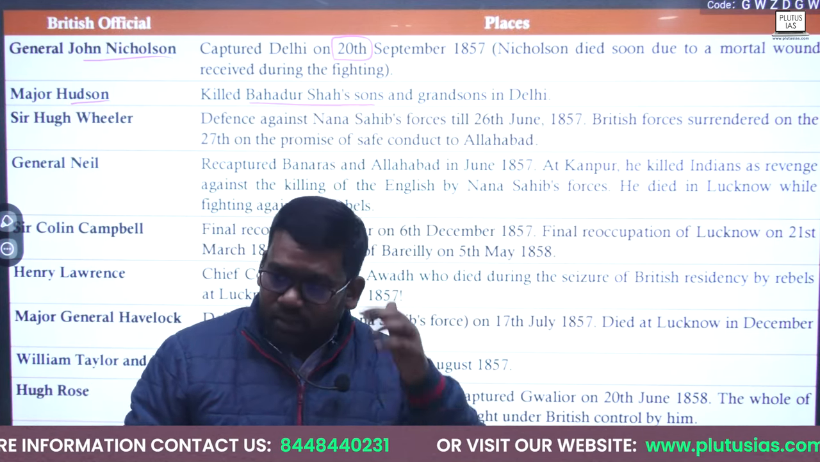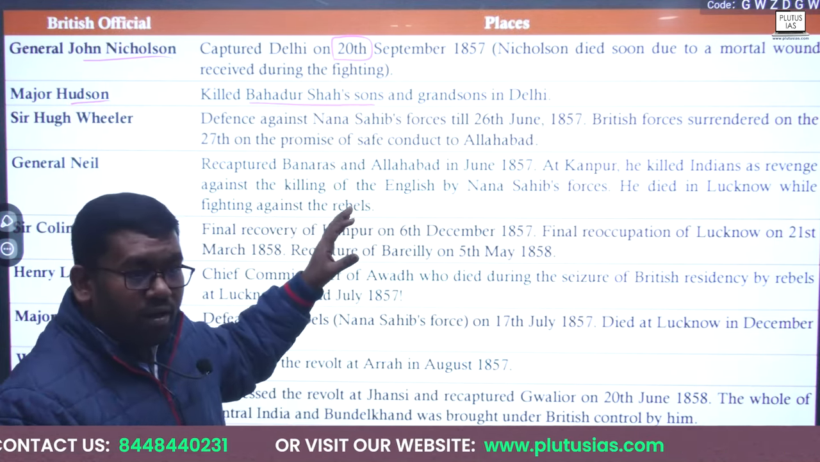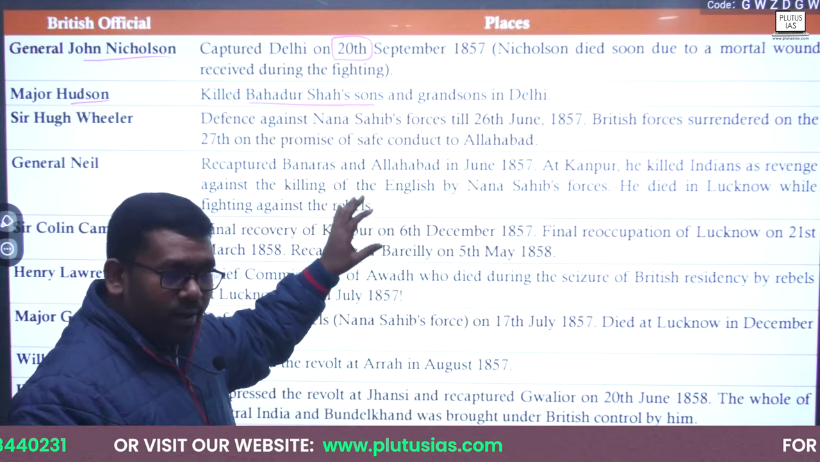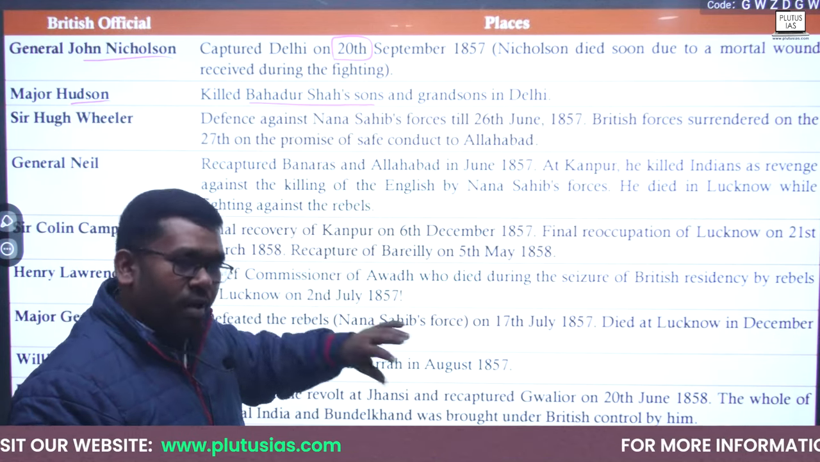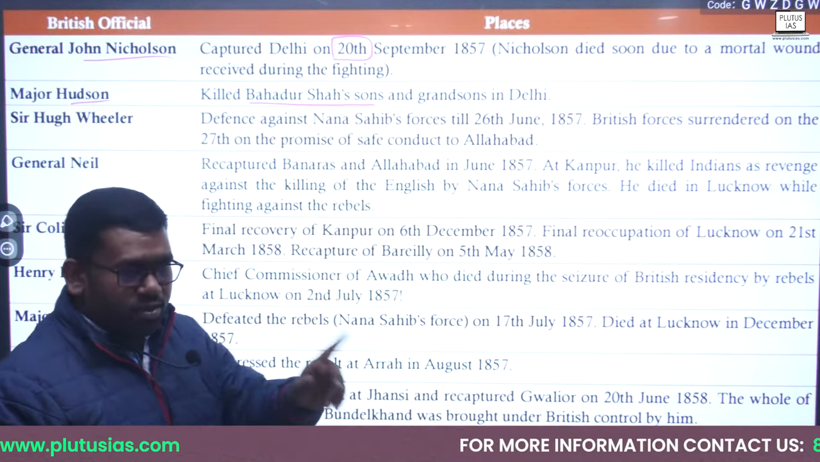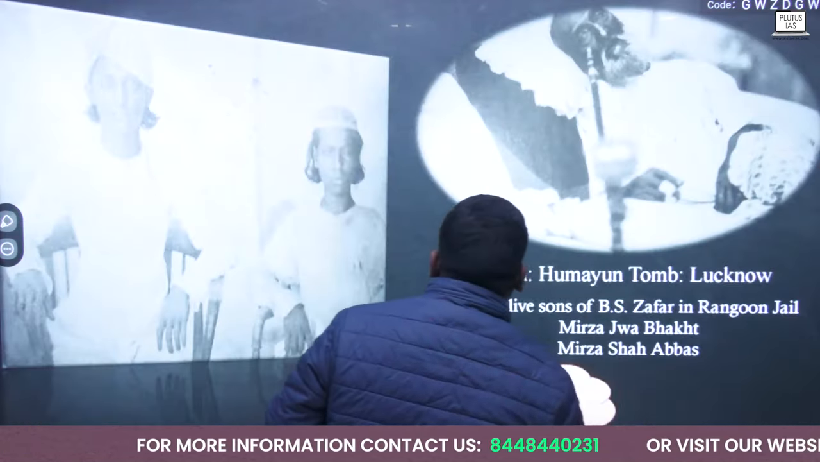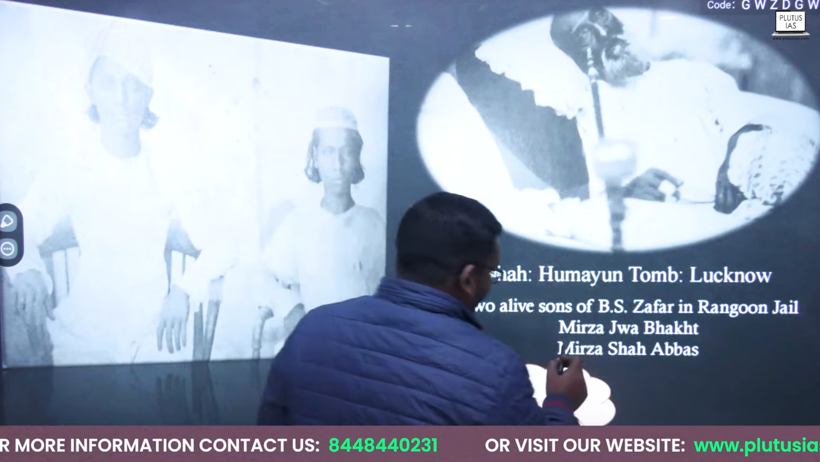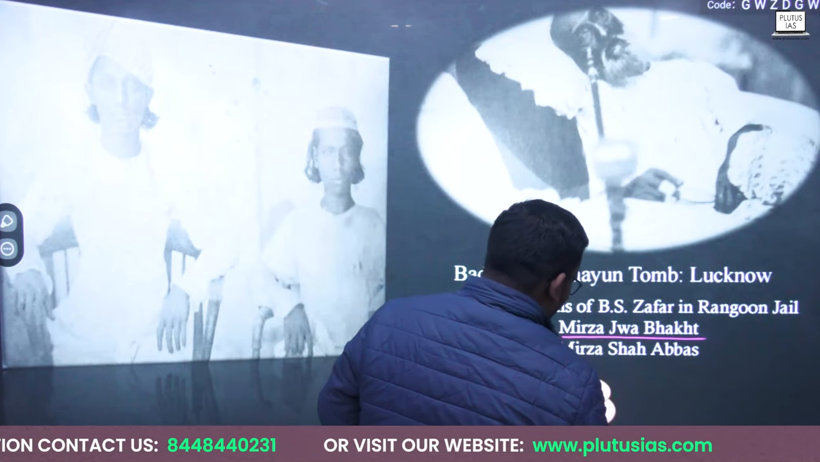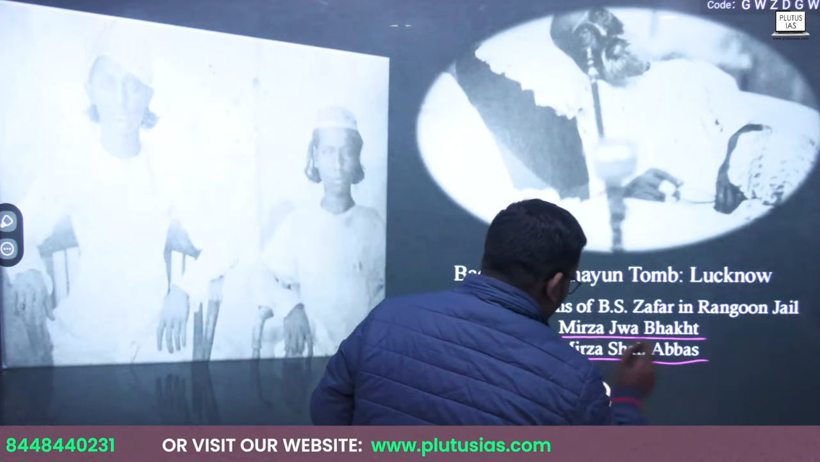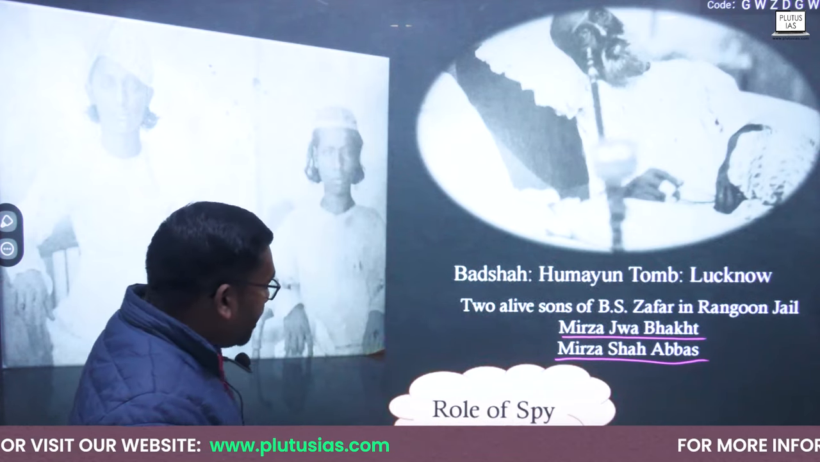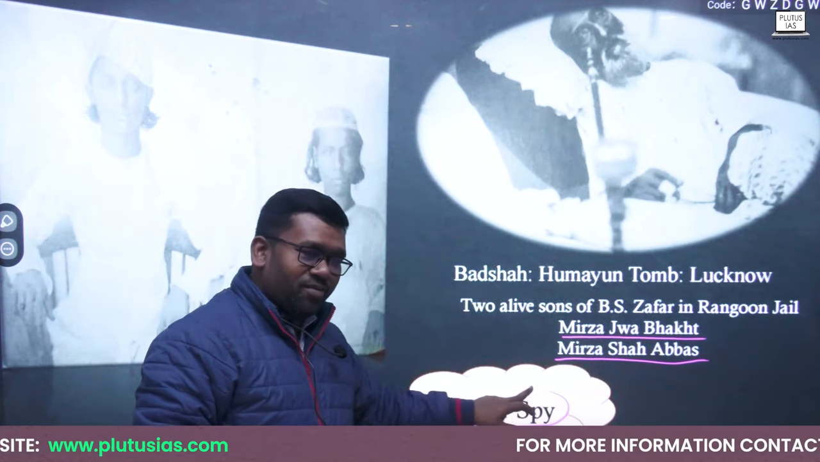And what is written on it says that they were dead, killed by the Britishers, all the family members except two sons. Let us see who the two surviving sons were. What is the name? Mirza Jawan Bakht, and then we have Mirza Shah Abbas. So they were there. Spies played a big role in this.